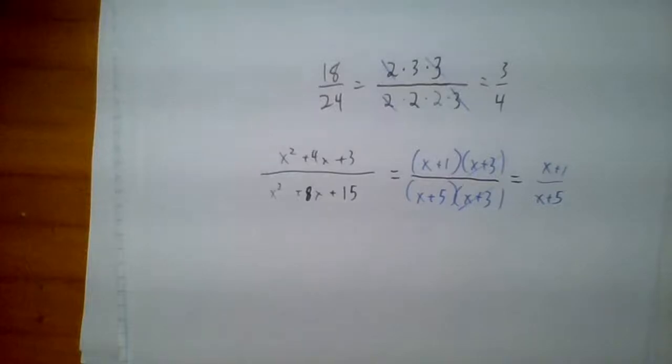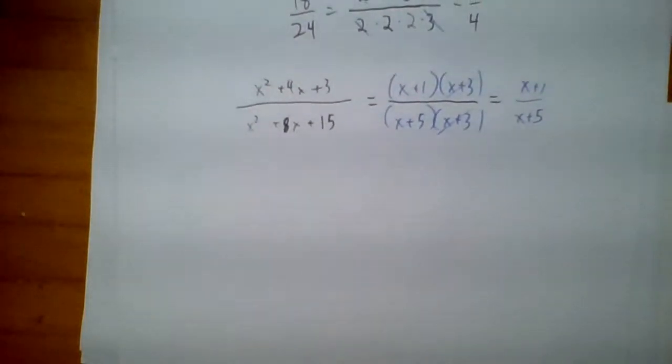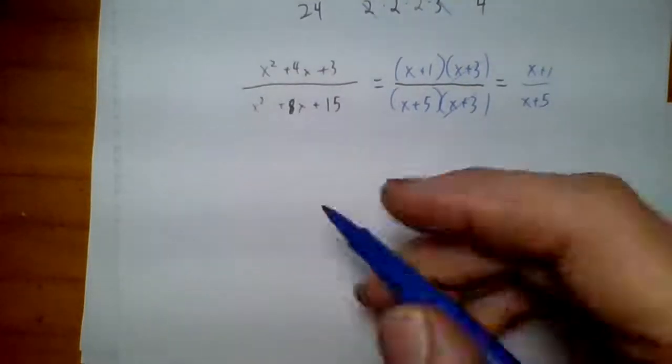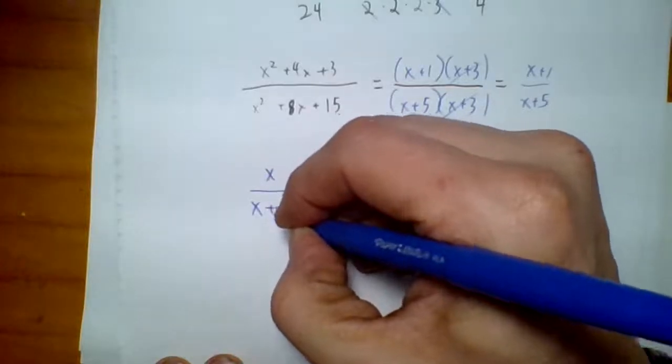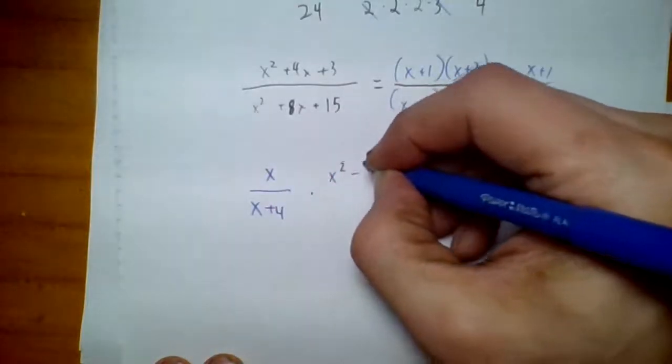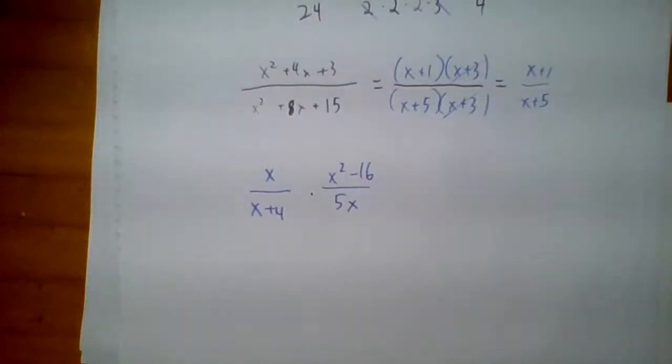And even with multiplication problems, there's not much more to it other than doing the factoring on there. So if I need to multiply x over x plus 4 times x squared minus 16 over 5x, I've got to think about how multiplying fractions works. So again, let me make the analogy back to arithmetic out there.